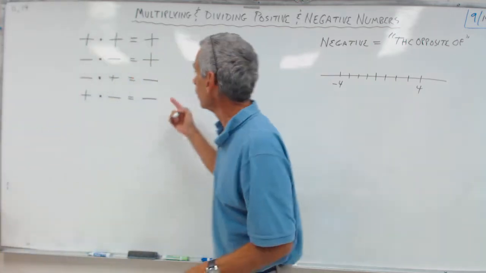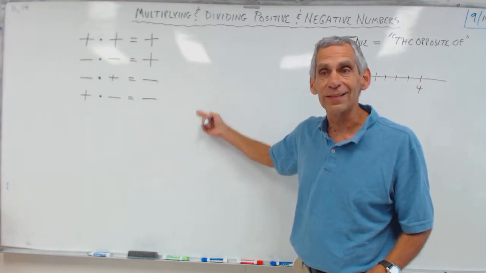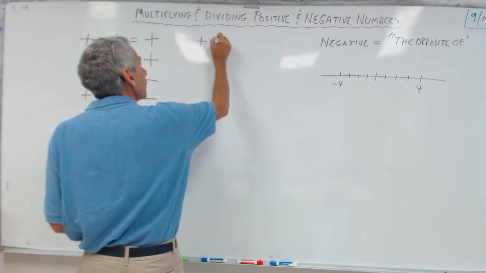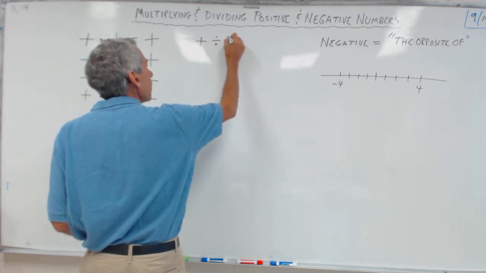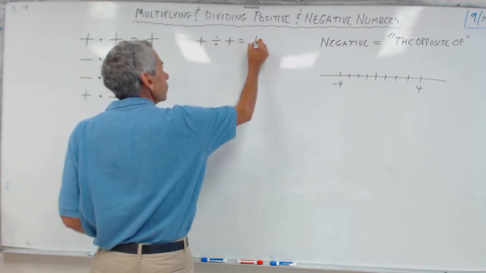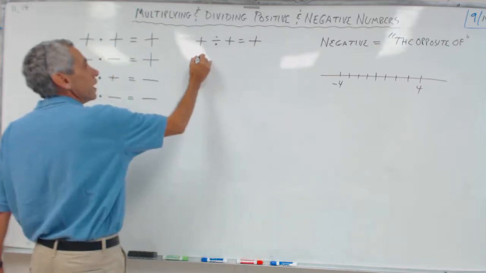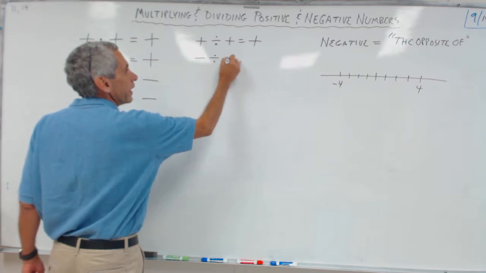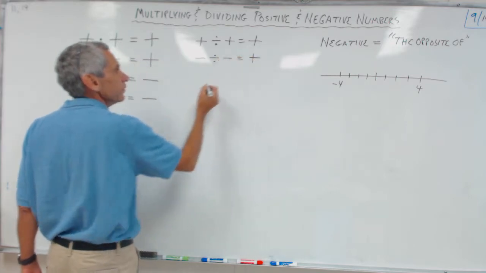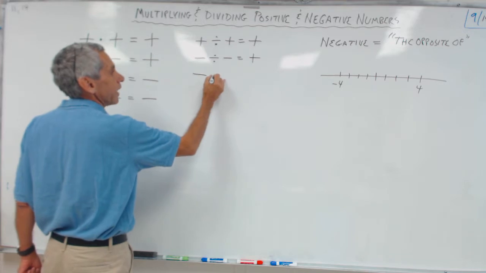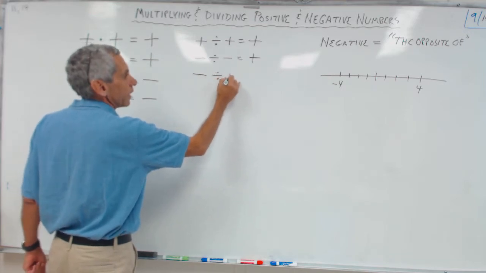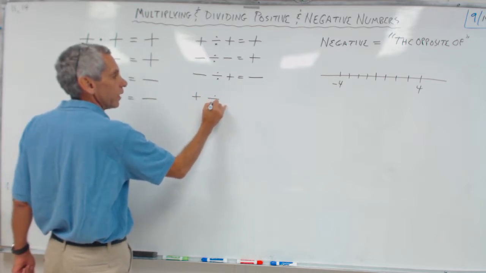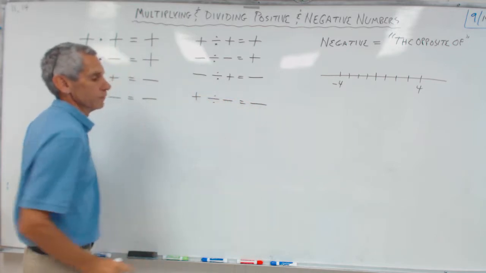Now, these rules also apply to division. It's identical for division. So I could say a positive number divided by a positive number is equal to a positive number. And I could say a negative number divided by a negative number is equal to a positive. I could say a negative divided by a positive is equal to a negative. And I can say a positive divided by a negative is equal to a negative.